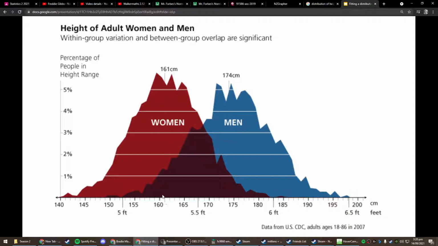So 161, because we want to check if it's symmetrical, right? 161 minus 21 is 140.